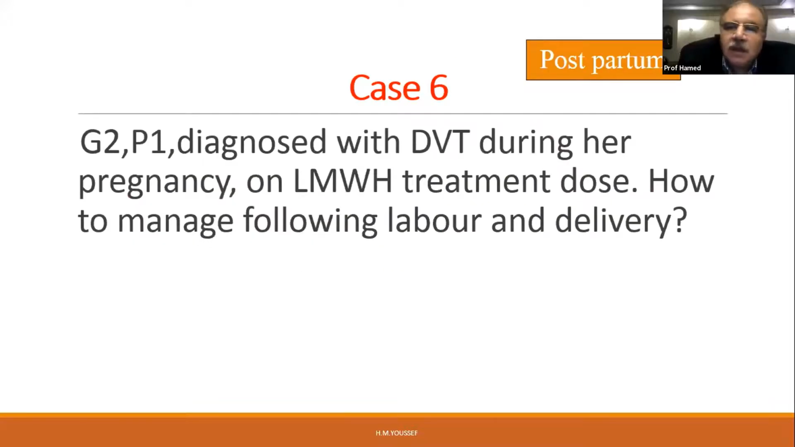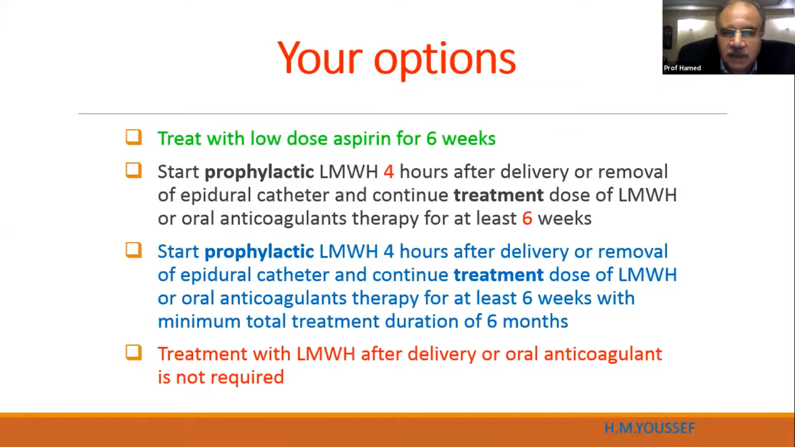What about a patient at postpartum? If you have a patient gravida 2 para 1 diagnosed with DVT during her pregnancy on low molecular weight heparin dose, how to manage following labor and delivery? The patient is already diagnosed with DVT during the current pregnancy and is on low molecular weight heparin right now. How to manage?